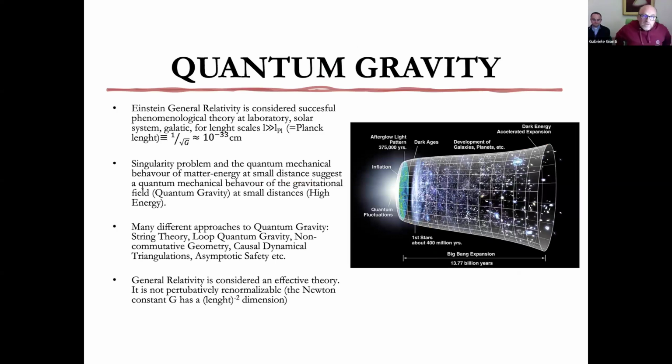Now, Einstein General Relativity is in general considered a successful phenomenological theory at laboratory level, for the solar system, at galactic level, for distances bigger than what we have introduced, the Planck length. The singularity problem and the quantum mechanical behavior of matter and energy at small scale suggest that the quantum mechanical behavior of the gravitational field should work. This is called quantum gravity. At small distance, it means at high energy.